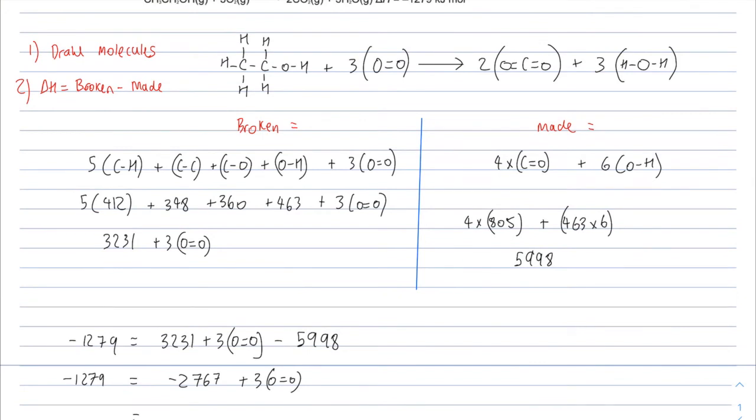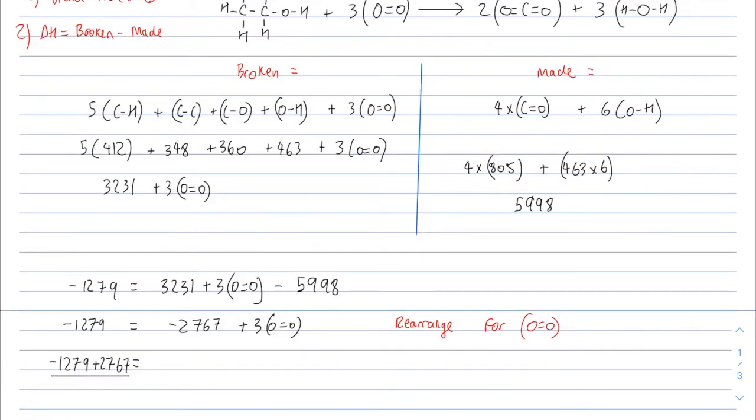And now rearranging this, we get that the value for the O=O double bond is 496 kilojoules per mole.